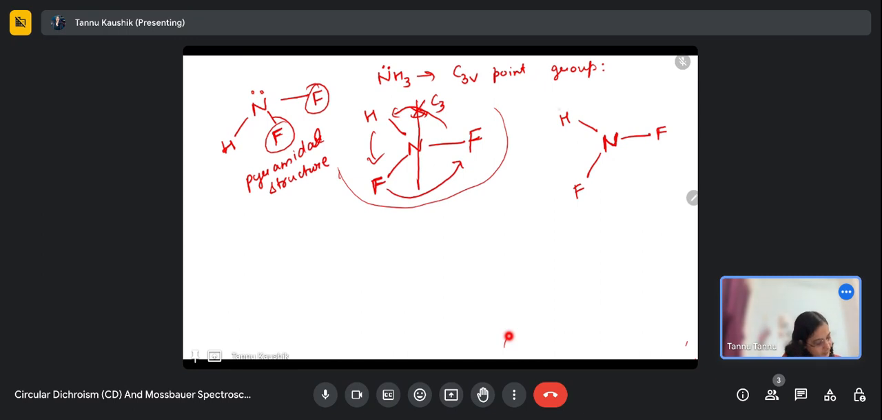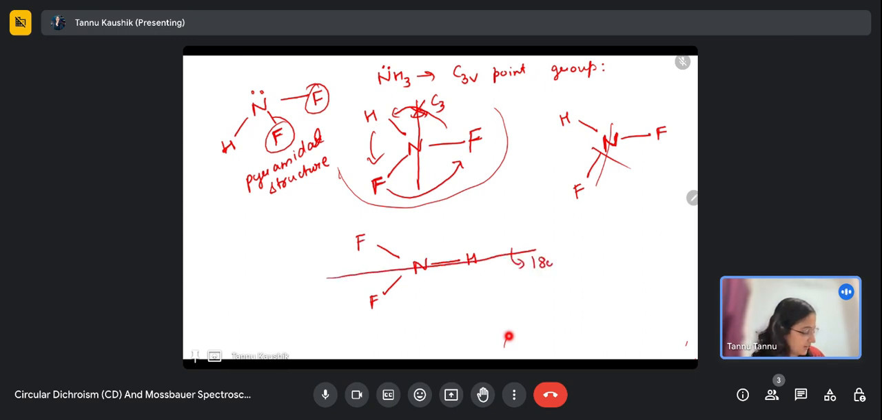So NHF2. If you rotate this molecule by 180 degrees along this axis of rotation C2, which is passing through the NH bond, then you will get an equivalent configuration, right? That is, this will become F1 and F2. This is an equivalent configuration. So we have a C2 axis of rotation first.